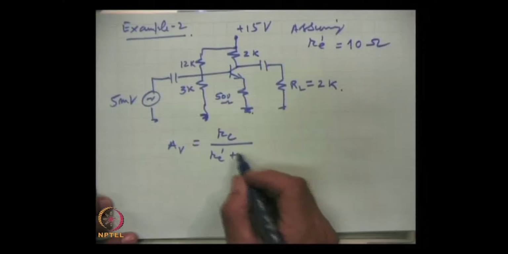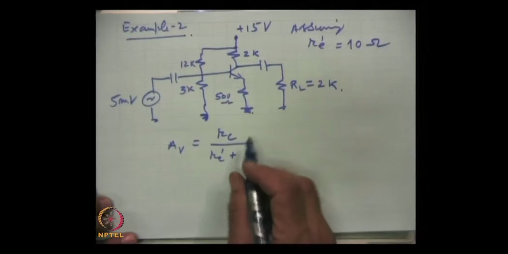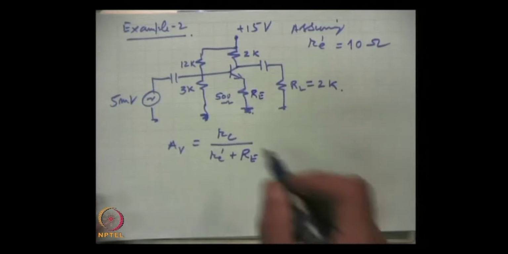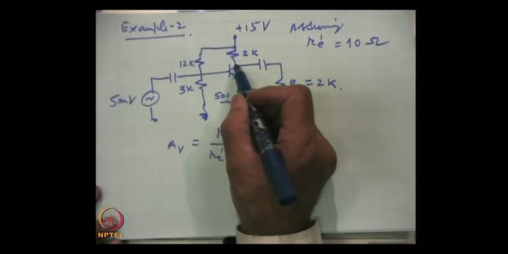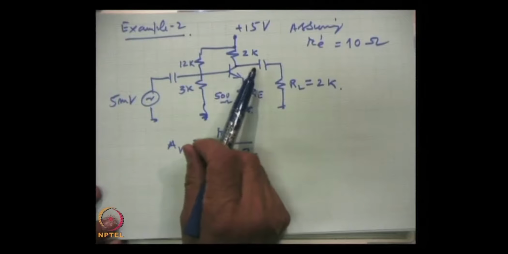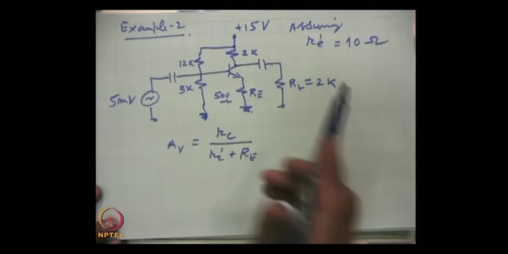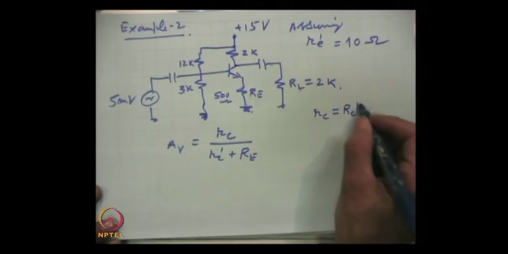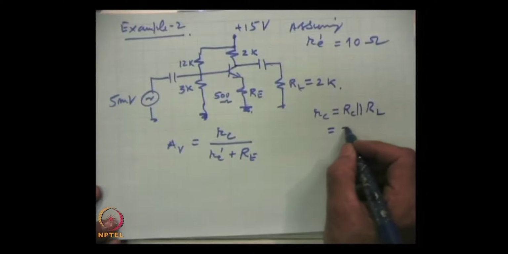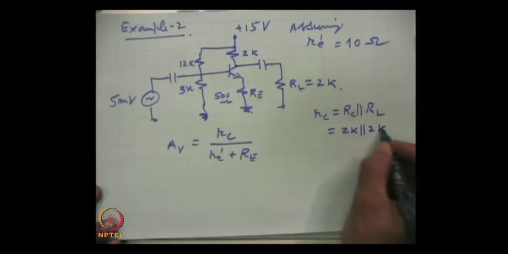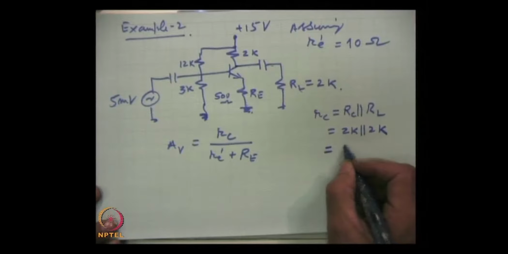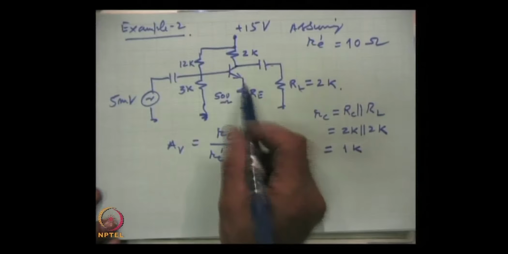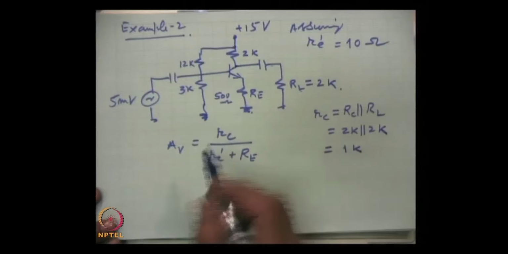Then this is Re. If we substitute here, you remember that the effective AC impedance seen by this collector is, we short this capacitor. So, RC, which is equal to RC in parallel with RL, that means 2 k in parallel with 2 k, and you solve it, it will come out to be 1 kilo ohm. And so, if we are swamping it, the gain is supposed to reduce quite a bit.